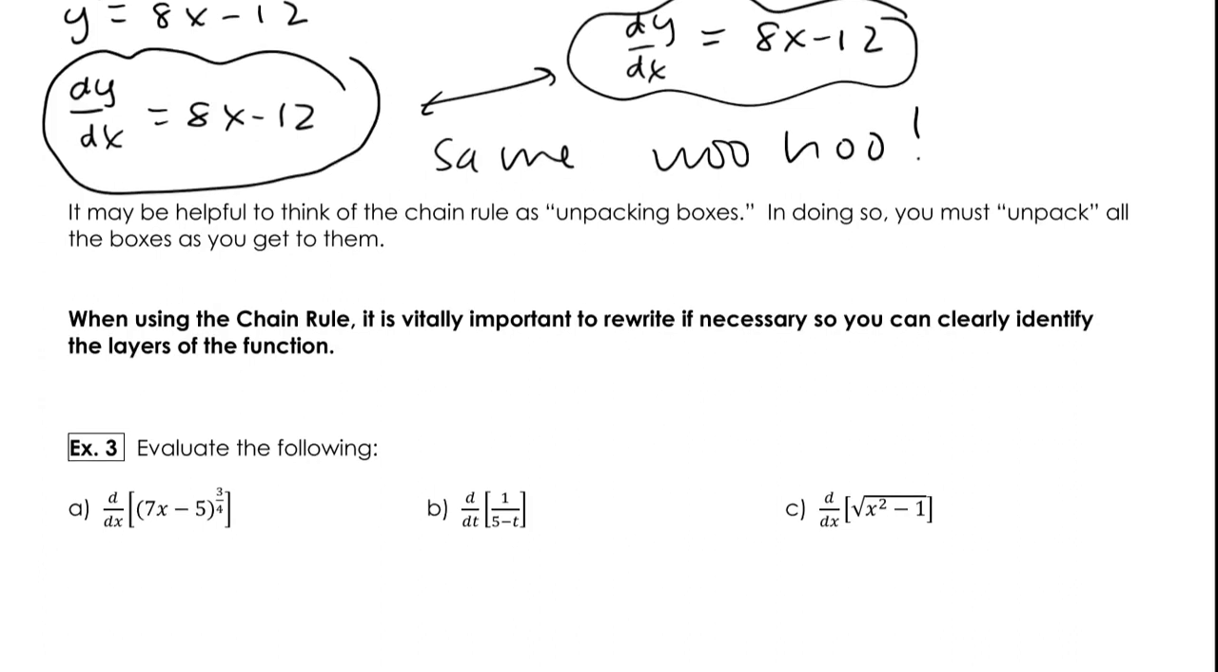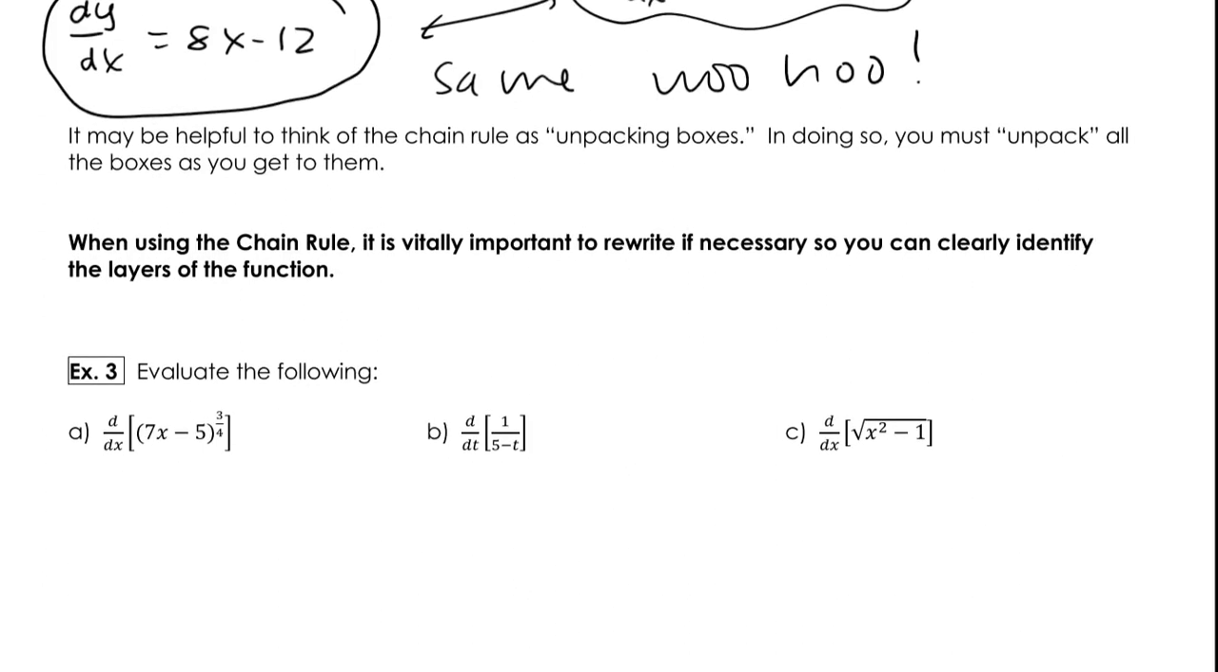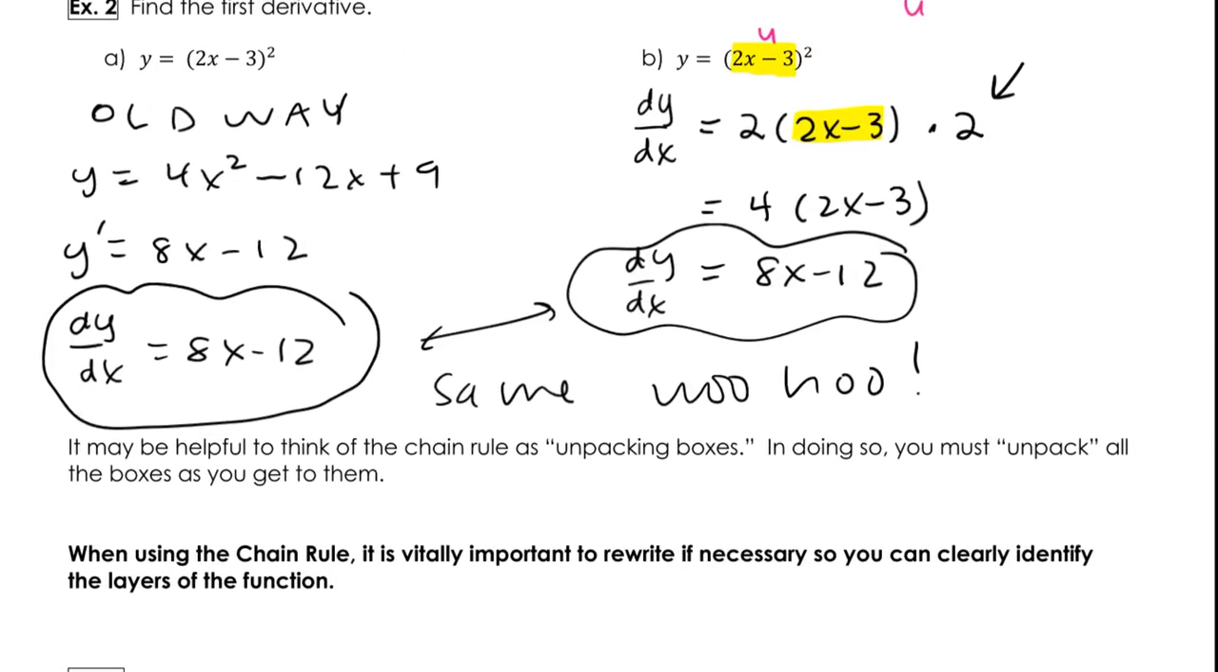Okay, this is important, this next bold thing too. You want to rewrite so you can see the inside and outside. So parentheses are key.